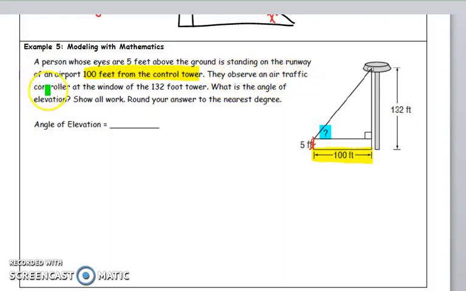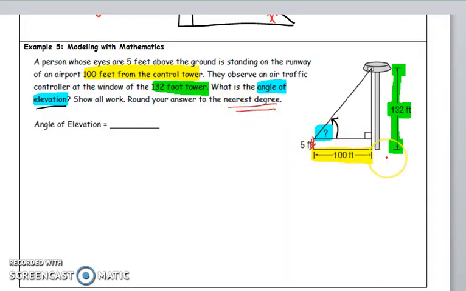They observe an air traffic controller at the window of a 132-foot tower. So this is in green here, describing the height of the tower. And they're asking about the angle of elevation. I highlighted that in blue because this is the angle of elevation. Angle of elevation is just referring to what's the angle at which I'm looking up at something. So the word elevation means looking up at something. And then they want us to round our answer to the nearest degree. Okay, so we need to set up a triangle that represents what we're doing here.